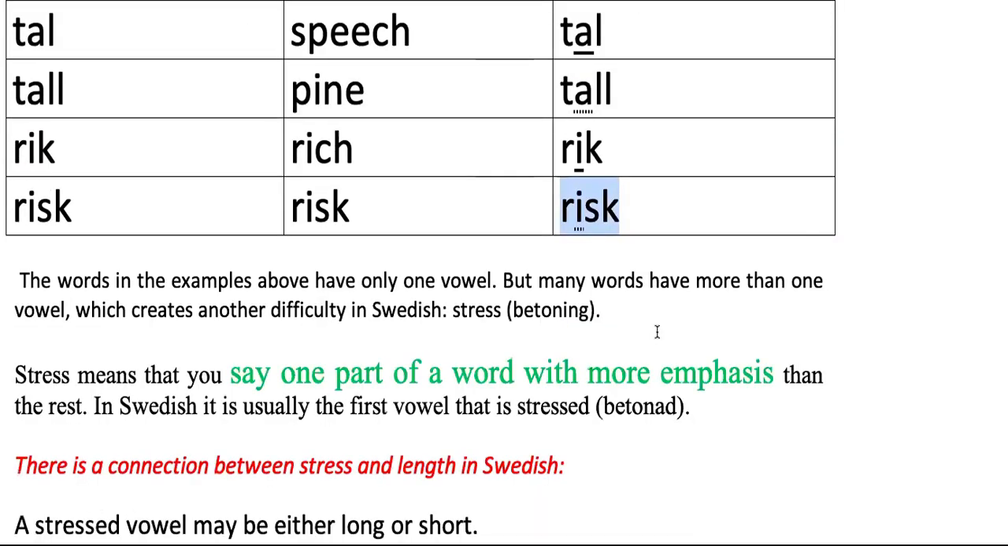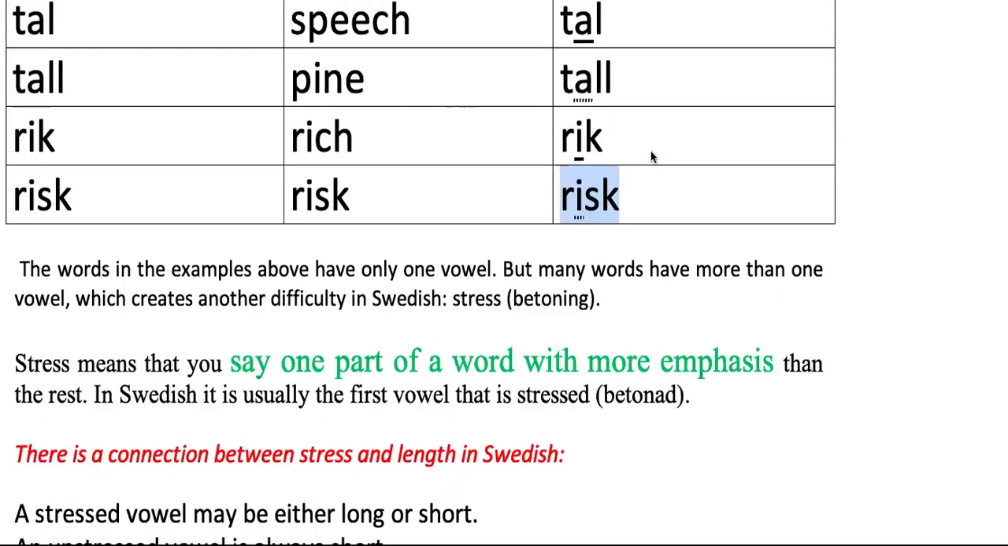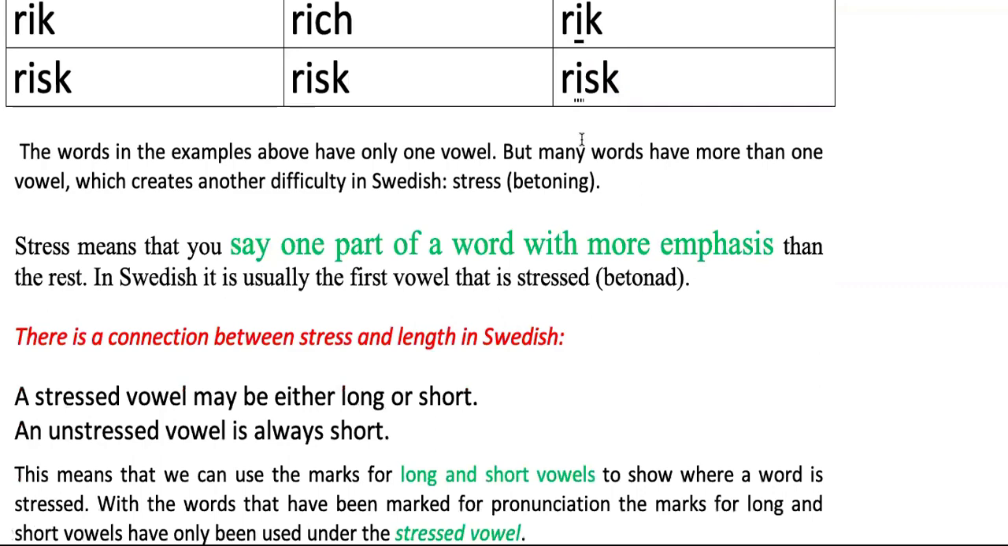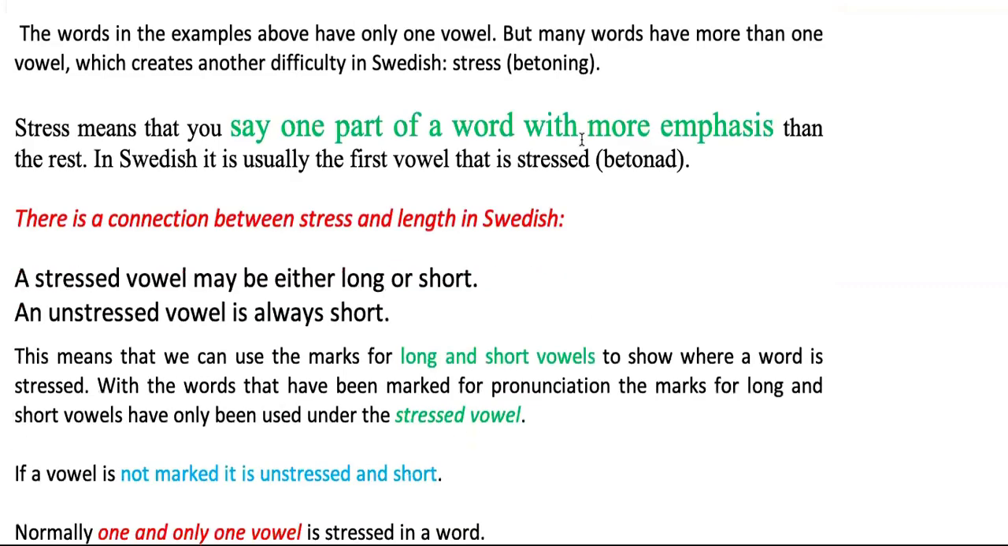So the words in these examples have only one vowel, but many words have more than one vowel, which creates more difficulty in Swedish. We call it stress. Stress means that you say one part of the word with more emphasis than the rest. For example, you have a word and you have to stress just one vowel. In this situation, we have only one vowel, and it can be either long or short. There is a connection between stress and length in Swedish. For example, a stressed vowel may be either long or short.